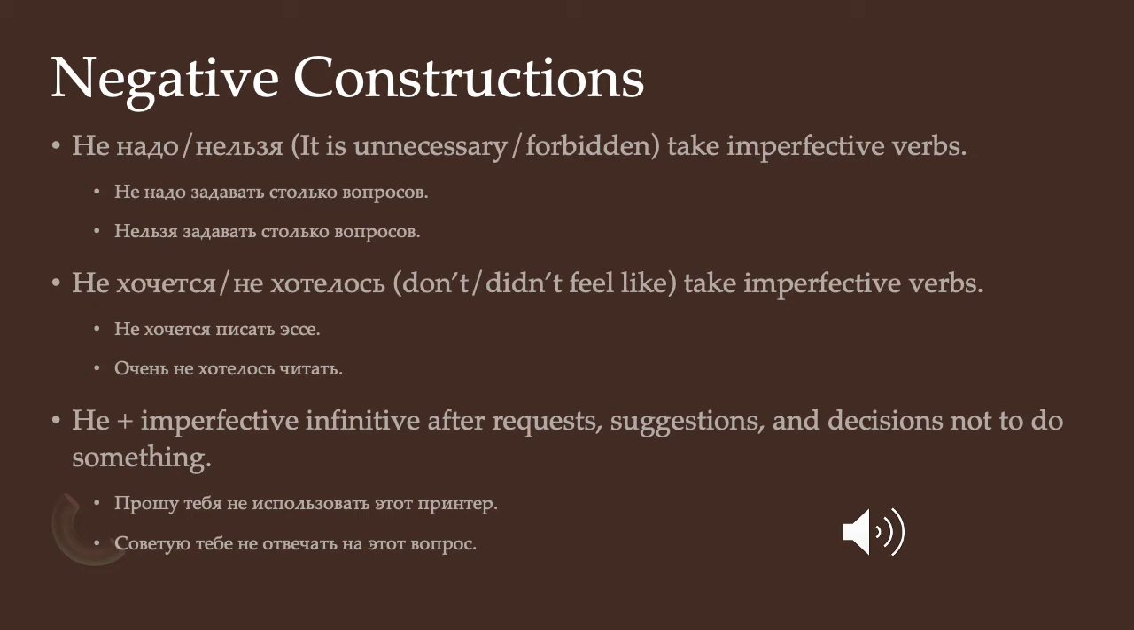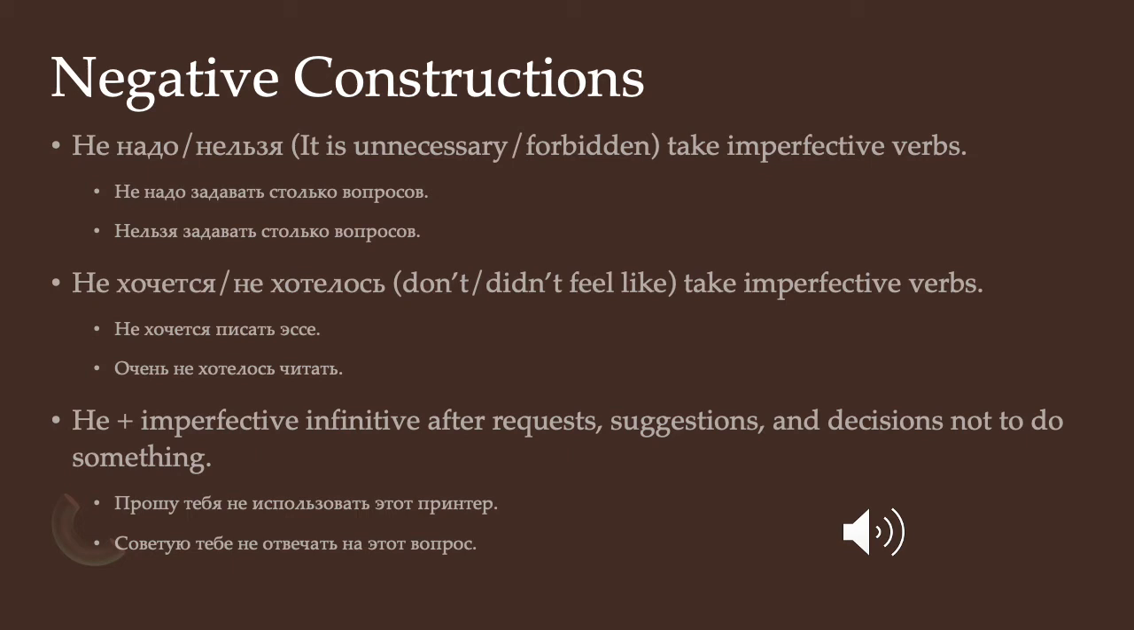And note the word столько, it's another word of quantity, and it means so many or so much. We use the same form with не хочется or не хотелось. I don't or I didn't feel like doing something. They are followed by the infinitive of an imperfective verb. Не хочется писать эссе. I don't feel like writing the essay. Очень не хотелось читать. I really didn't feel like reading.